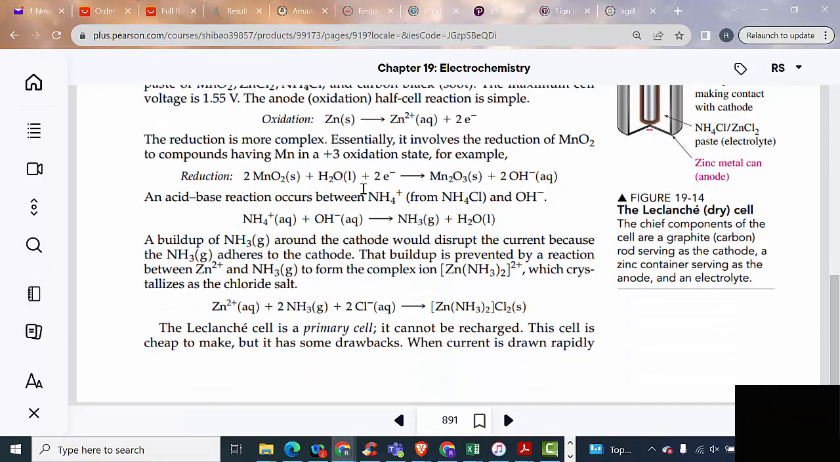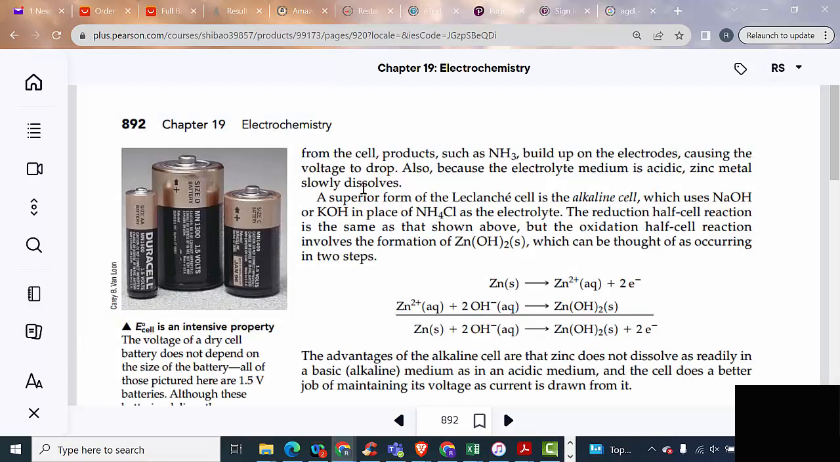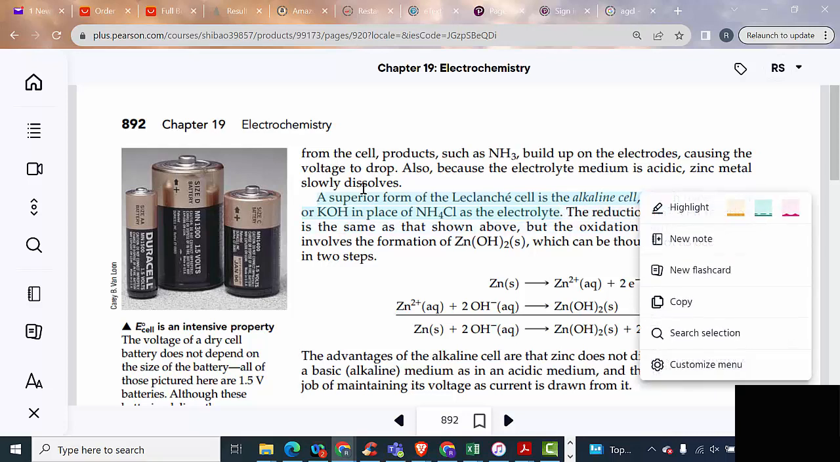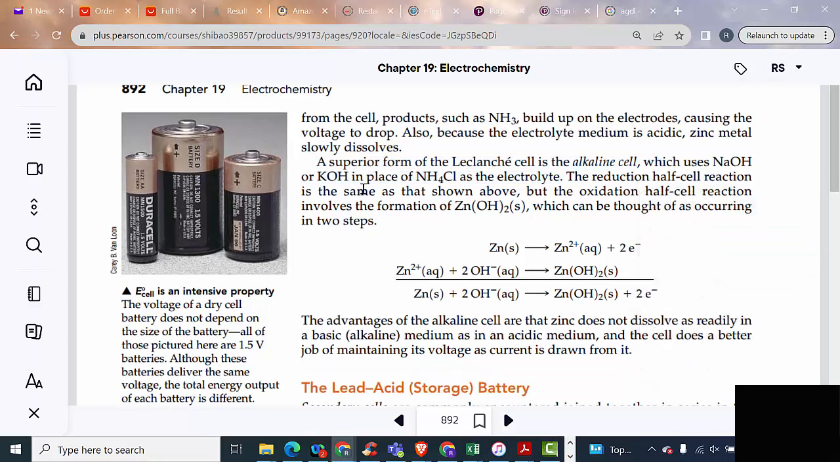And so what's the difference between an alkaline battery? Well, they're more expensive. Alkaline batteries are more expensive, and they last longer. Do they last longer? Yeah, they last a lot longer. So a superior form of the Leclanché cell is the alkaline cell, which uses sodium hydroxide or potassium hydroxide in place of ammonium chloride. Well, they're more expensive because sodium hydroxide and potassium hydroxide are more expensive. They're more reactive, so they're more difficult to make, probably. I don't know. Or there's just a better profit margin.